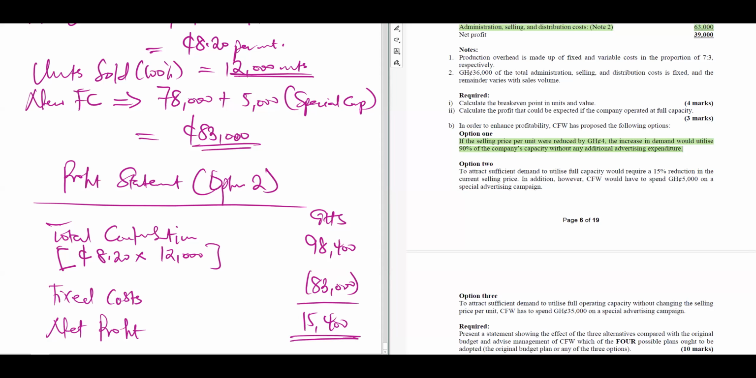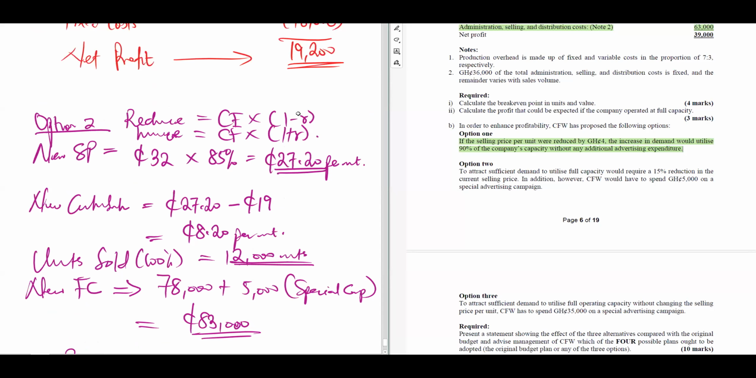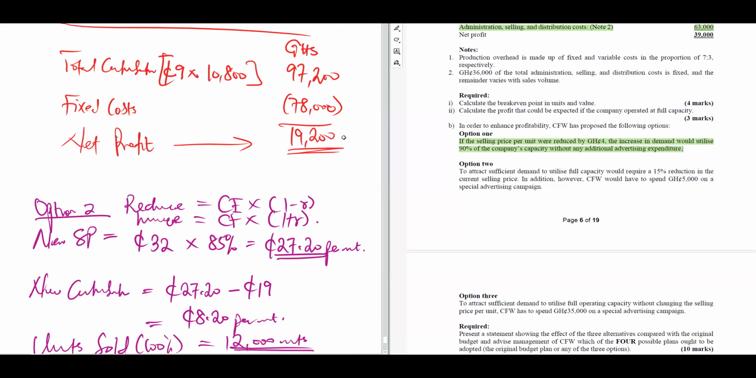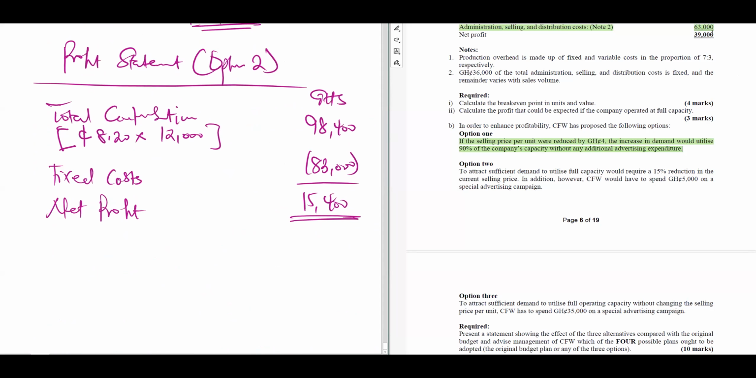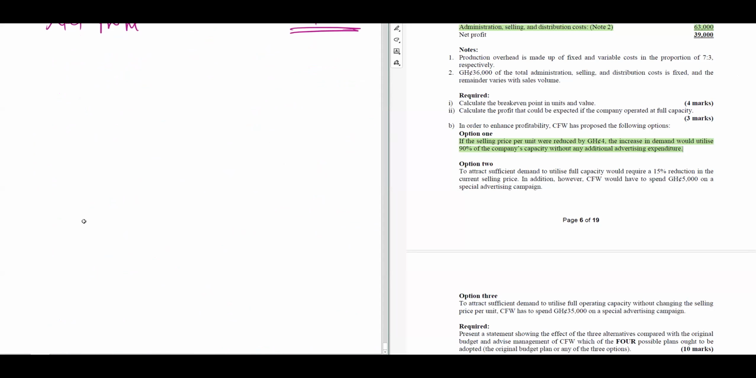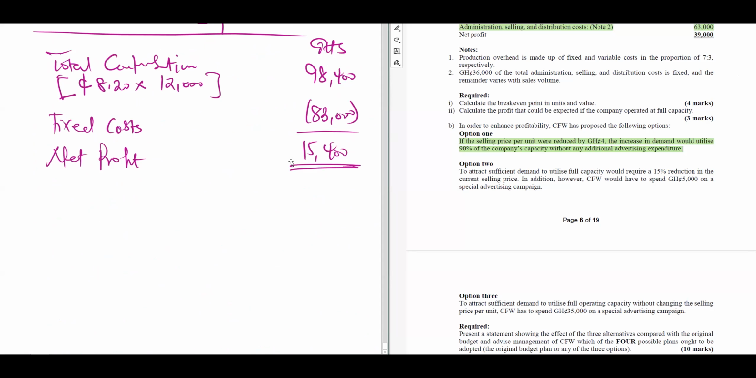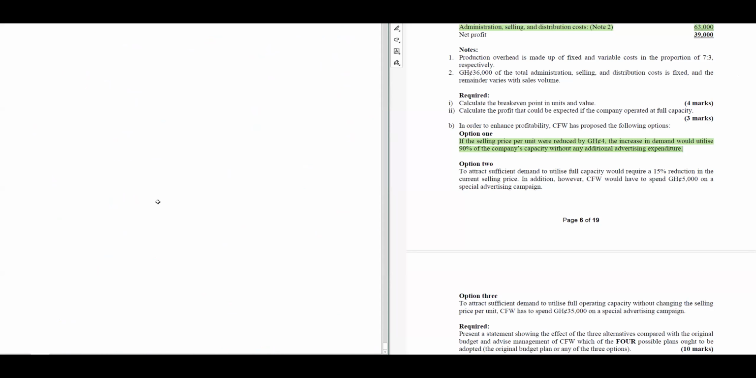I think that option 1 is even better than option 2, but they are all less than the actual budget. Option 1 was 19,000, yes, that was 19. This is 15. So option 1 is better, but we are comparing all to the original budget, whether we should maintain the original budget or go with the options.